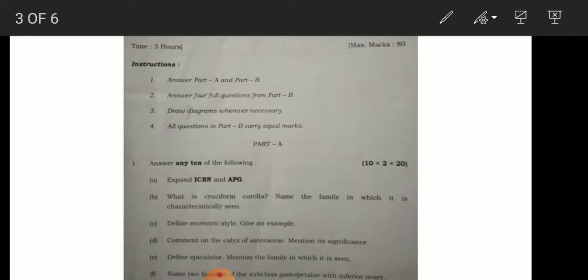For example, some of the common questions are like expand ICBN, that means International Code of Botanical Nomenclature. Expand APG. If you expand ICBN you will get 1 mark, and expand APG you will get 1 mark. Some other questions: what is cruciform corolla, name the family in which it is characterized. Cruciform corolla usually means 4 petals arranged in a cross manner, and commonly occurs in the Brassicaceae.